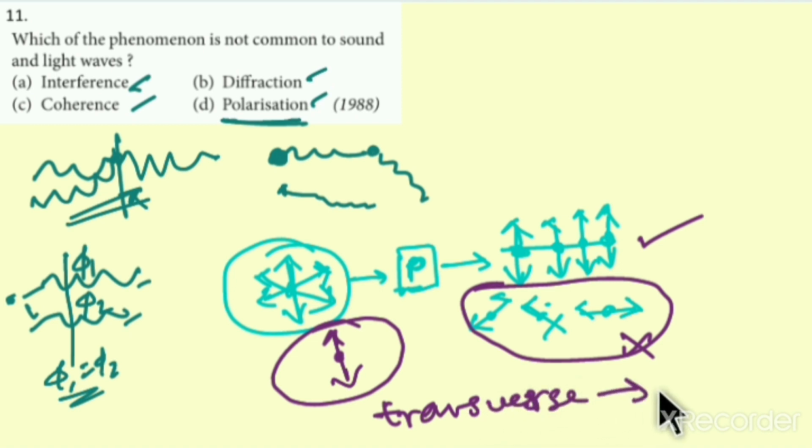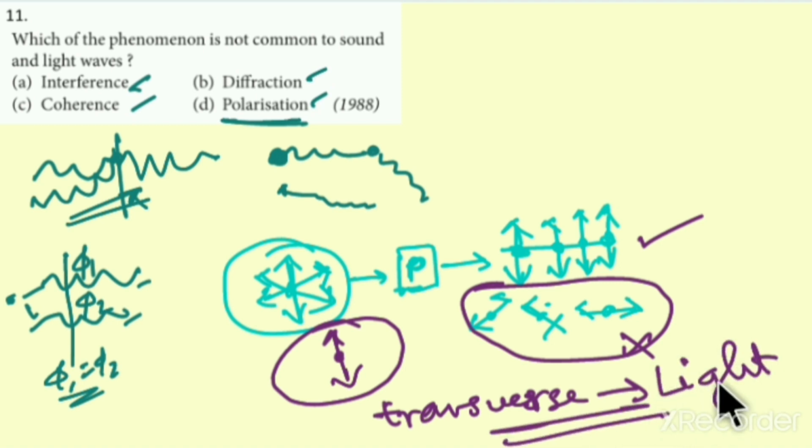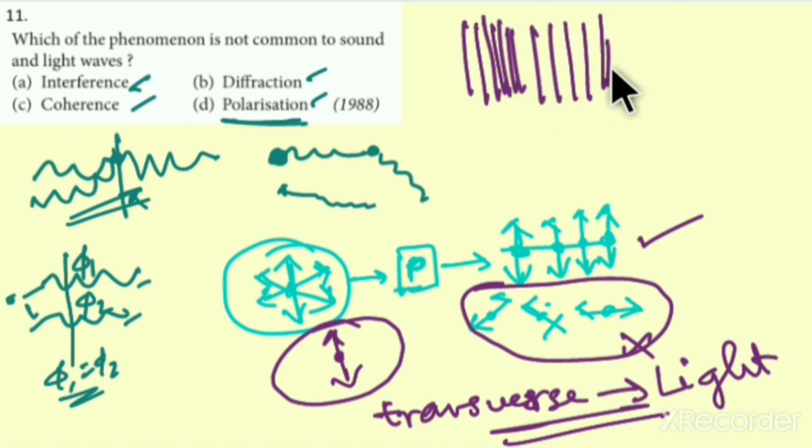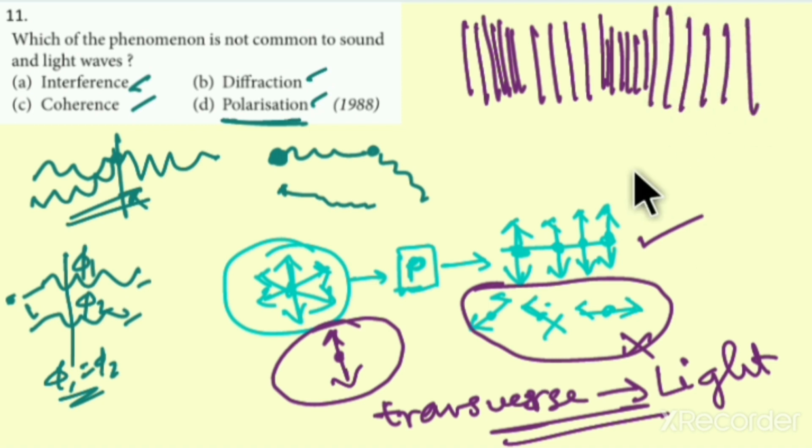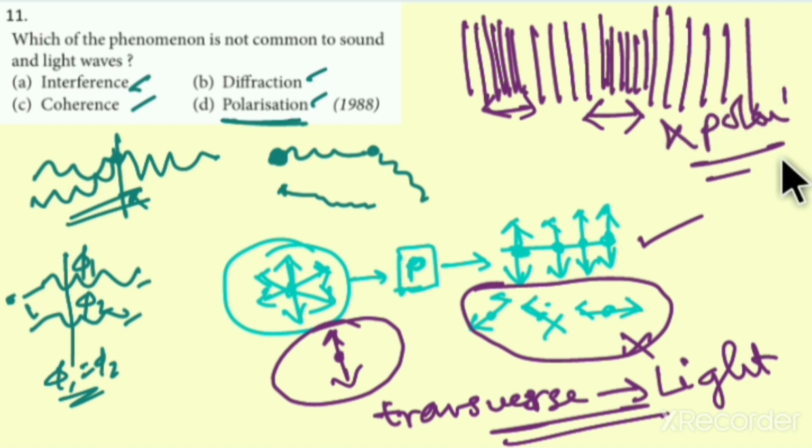So in transverse waves, like the light wave, polarization can happen. Polarization only happens in transverse waves. But the sound wave is a longitudinal wave, and there is no vibration of particles perpendicular to the direction of travel. There is vibration of the column of air or the medium. So polarization is not possible here, and this is the example of the sound wave.